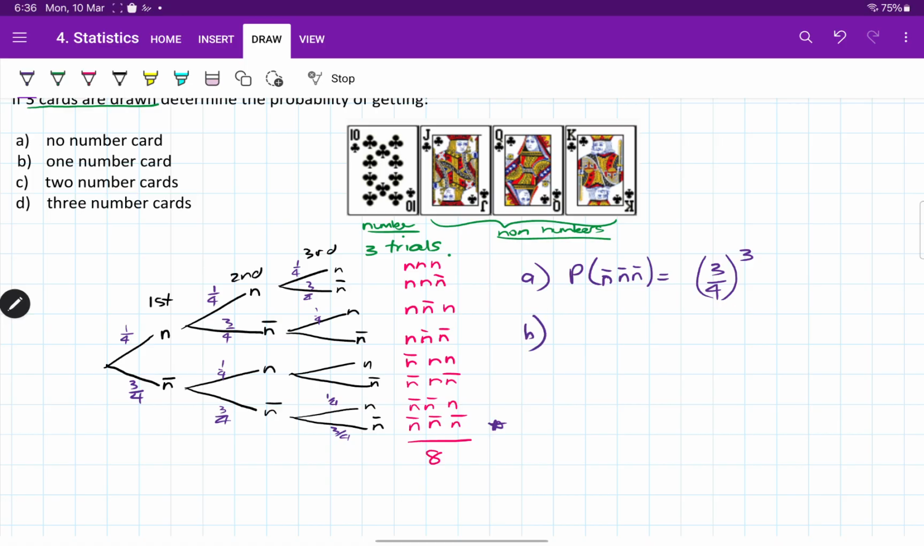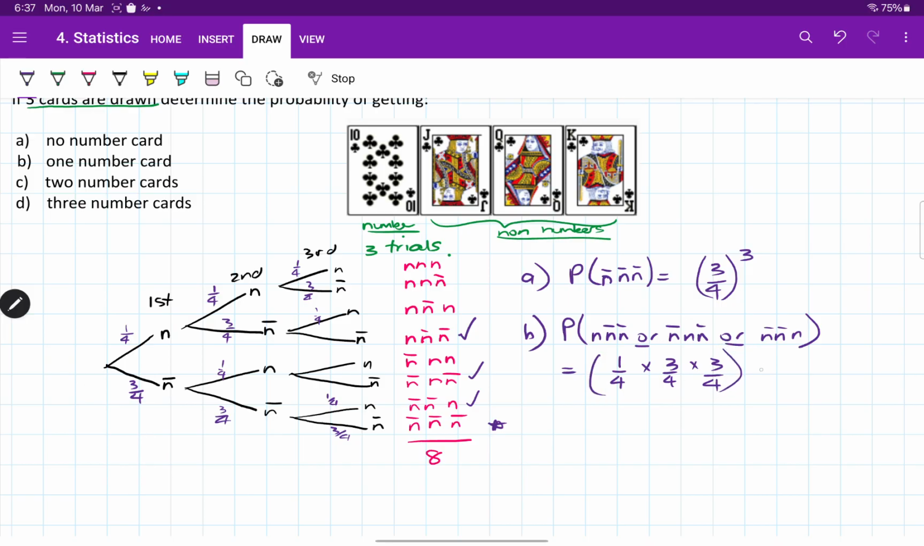Okay, let's do the second one. Probability of 1 number card. Okay, so let's have a look at the outcomes. 1 number card would be this one here, that one there, and that one there. So we can have number, no number, no number, or no number, number, no number, or no number, no number, number. Okay. All right, so let's have a look at those outcomes. We've got number, which is 1/4, so that's 1/4 times 3/4 times 3/4.